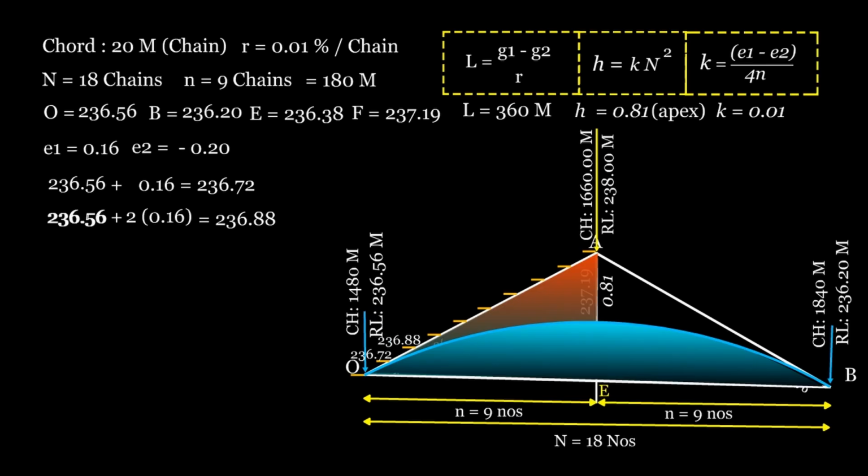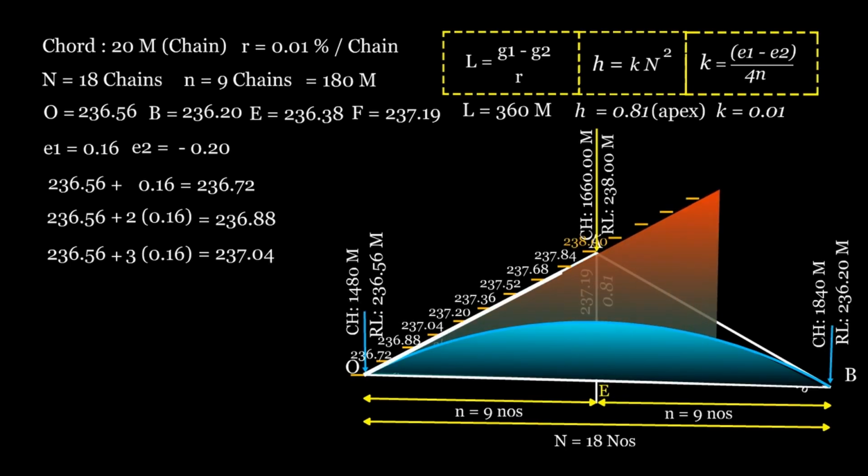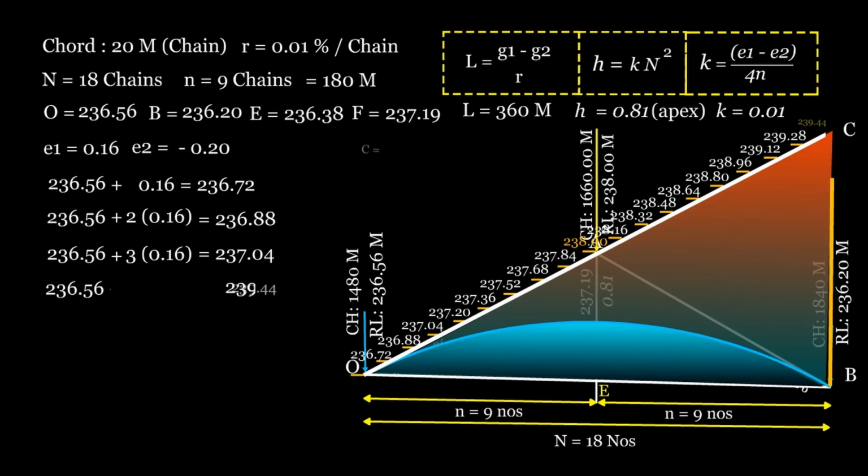Tangent elevation for the third peg. RL equals 236.56 plus 3 times 0.16, which equals 237.04 meters. Repeat the same process for all pegs until the 18th peg, that is point C.